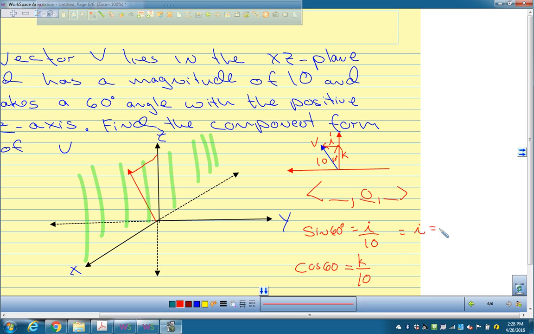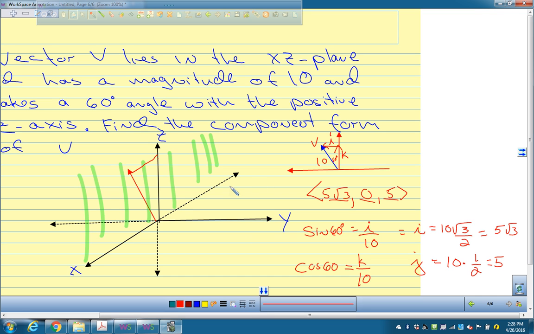So I is equal to 10 times the square root of 3 over 2, which is 5 root 3. And K is equal to 10 times cosine of 60, which is 1/2, so that's equal to 5. So my component form of this vector looks like 5 root 3, 0, and 5. You guys understand what I just did?